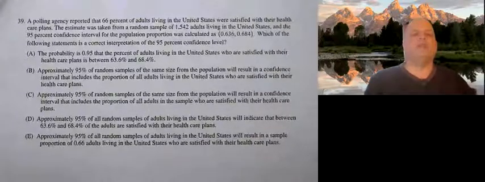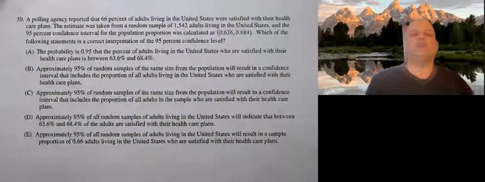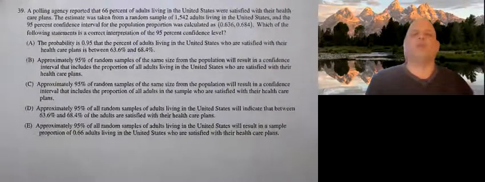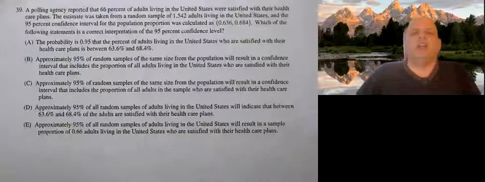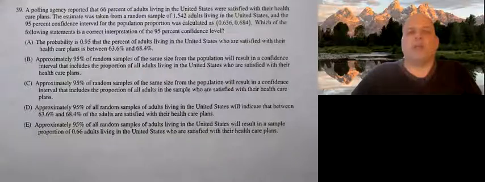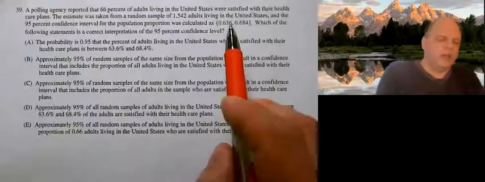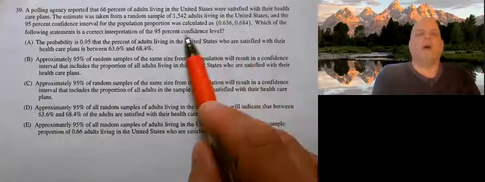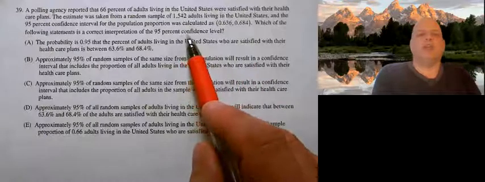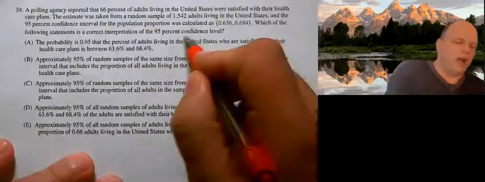A polling agency reported that 66% of adults living in the United States were satisfied with their health care plans. The estimate was taken from a random sample of 1,542 adults in the United States, and the 95% confidence interval for the population proportion was this. So between 63 and 68% of adults were happy according to this poll. Which of the following statements is a correct interpretation of the confidence level?